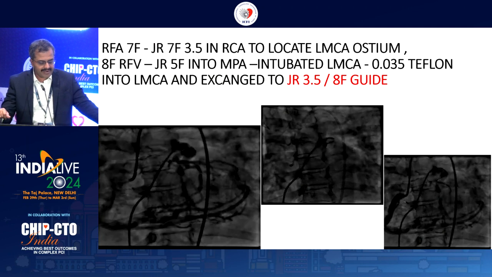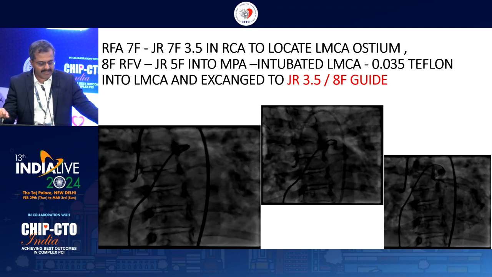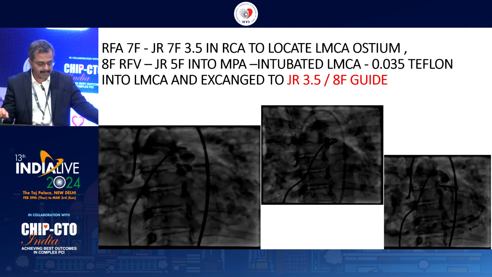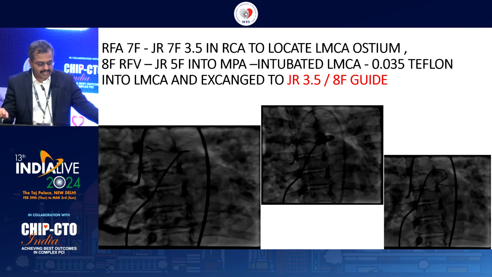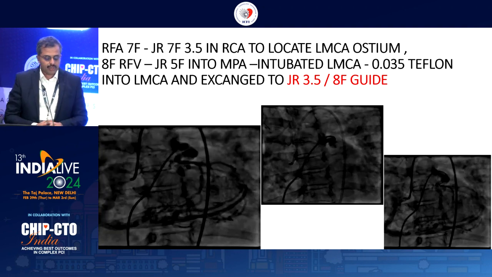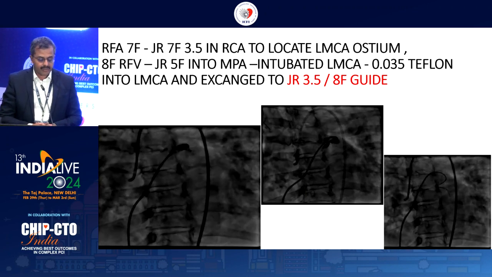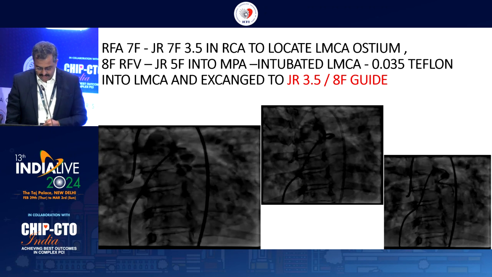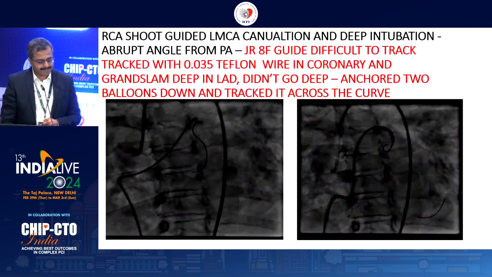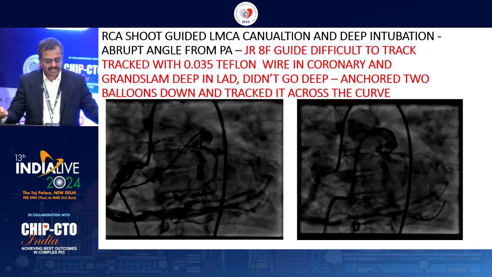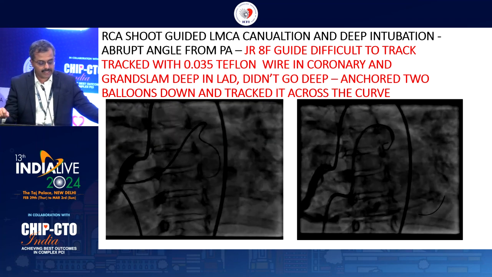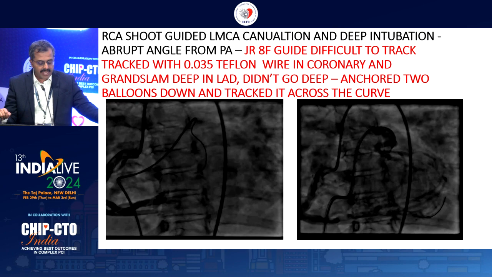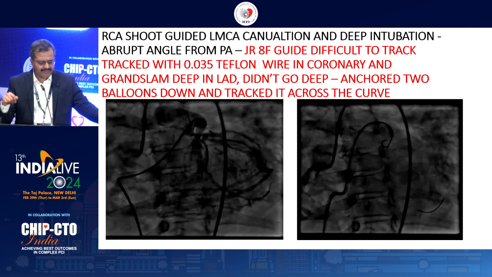So we cannulate a right femoral arterial access, 7 French guide in the right coronary artery to inject to locate the LMCA ostium. Right femoral vein 8 French access with a JR 5 French to cannulate the main pulmonary artery and to get into the LMCA. We get a Teflon wire down the LMCA and exchange it to a JR 3.5 8 French guide. An RCA shot is constantly taken to guide the LMCA deep cannulation, but the Achilles heel was an abrupt angulation from the pulmonary artery. With the JR 8 French guide, we find it difficult to track it down.